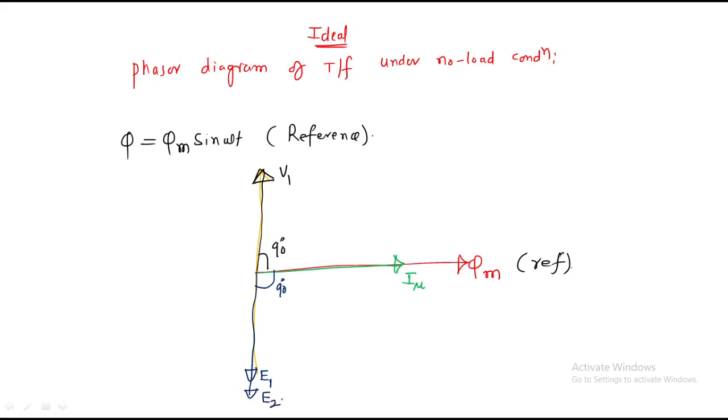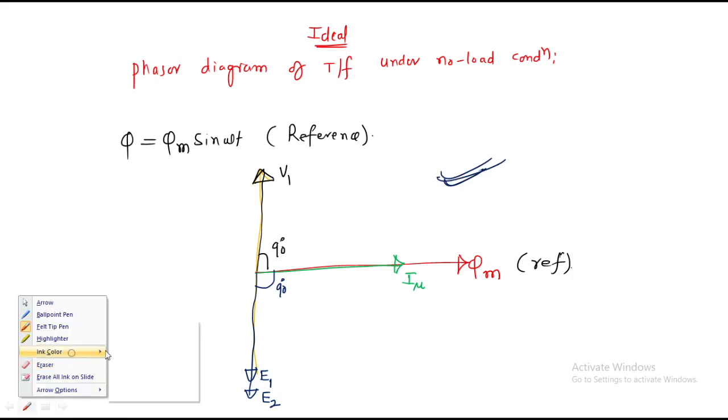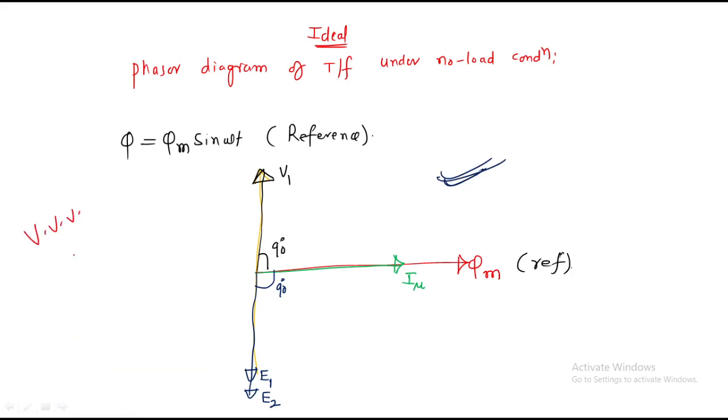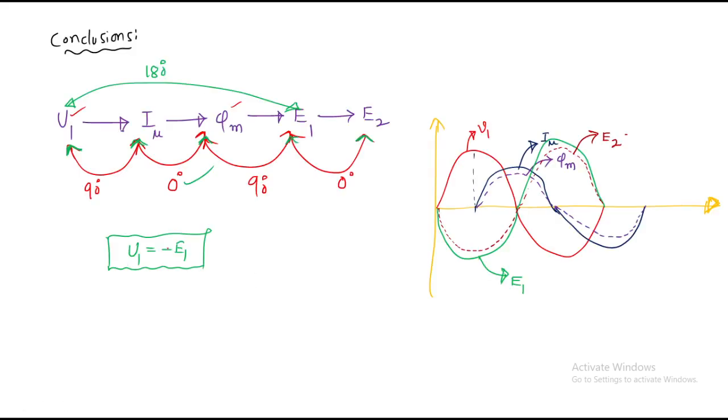So obviously simultaneously we are going to get E2 also. E1, E2 are in phase. I mu, phi m are in phase. Phi m lags V1 by 90 degrees. Like that, E1 lags phi m by 90 degrees, or E1 lags I mu by 90 degrees. So this is the phasor diagram of ideal transformer under no load condition. This is very most important. Simple. Just go through this derivation once, then you have clear idea about the phase displacement between different quantities and the relation between these quantities. Thank you.